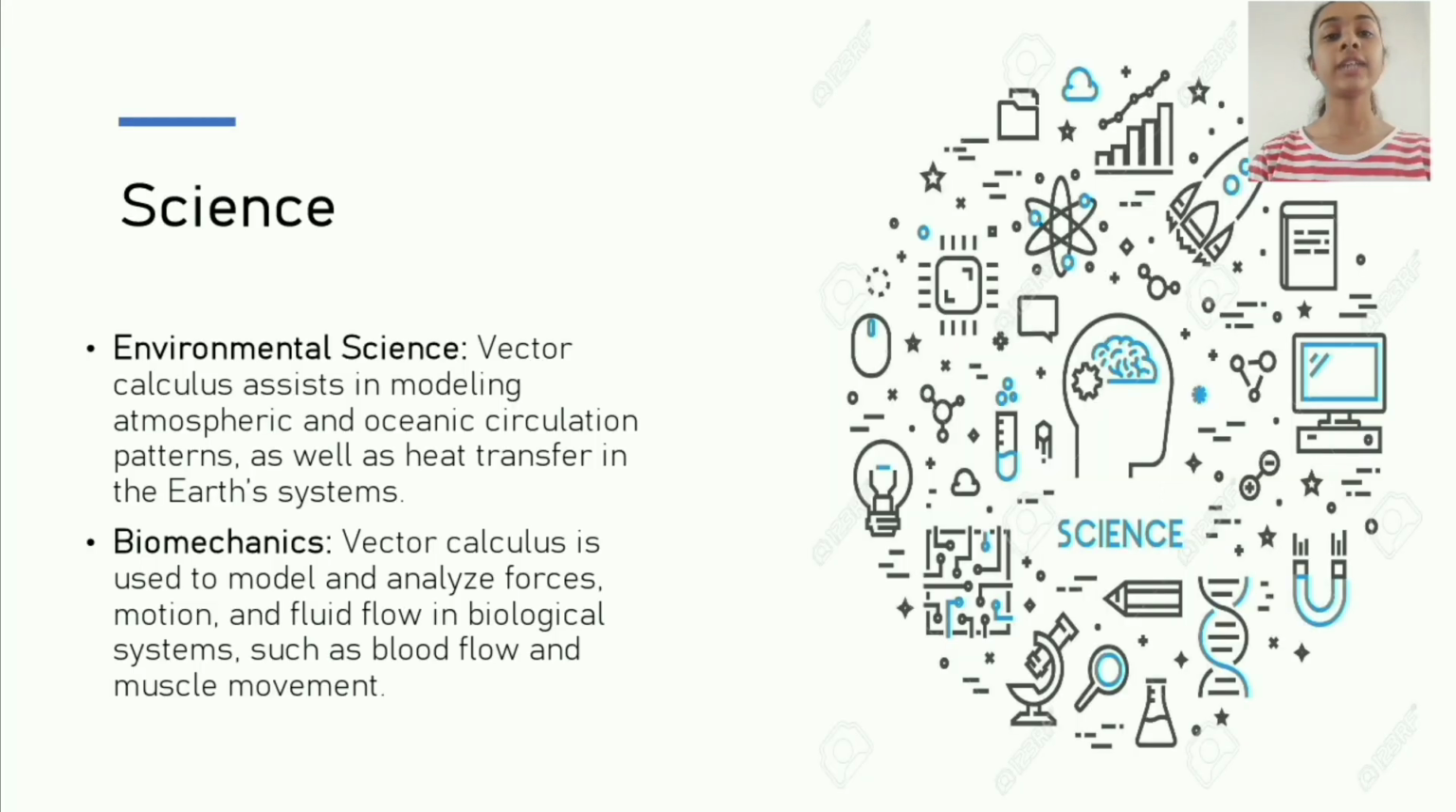Next, in the field of science, environmental science. Vector calculus assists in modeling atmospheric and oceanic circulation patterns as well as heat transfer in the Earth's system. Next is biomechanics. Vector calculus is used to model and analyze force, motion, and fluid flow in biological systems such as blood flow and muscle movement.